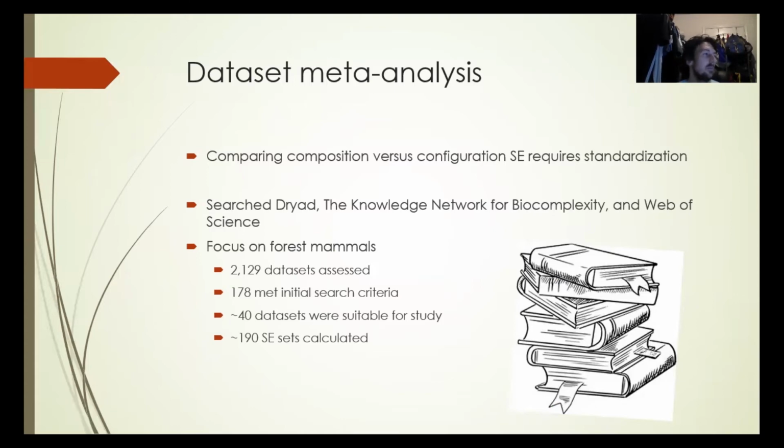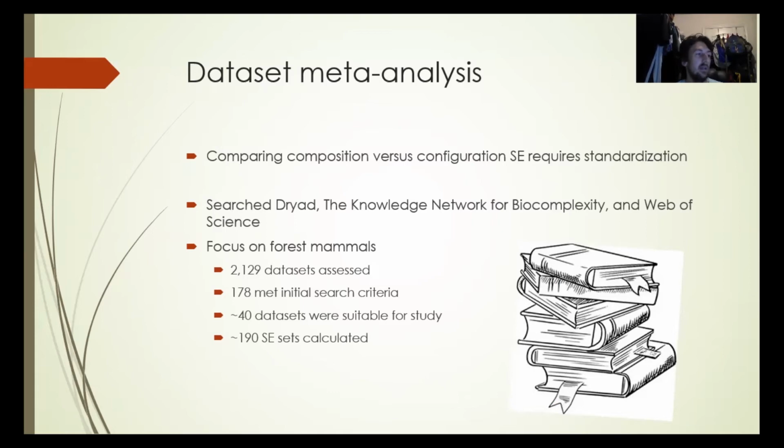Using search terms that focused on forest mammals in fragmented landscapes, I found a little over 2,000 data sets that came up with my search terms. After surveying these for their titles and abstracts, 178 met my initial search criteria. And of these 178 data sets, 40 were actually suitable for my study.